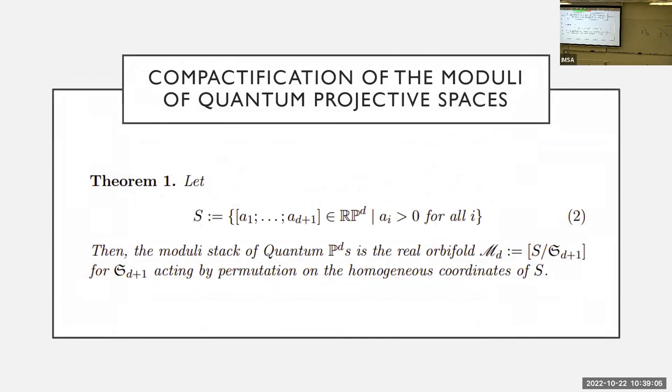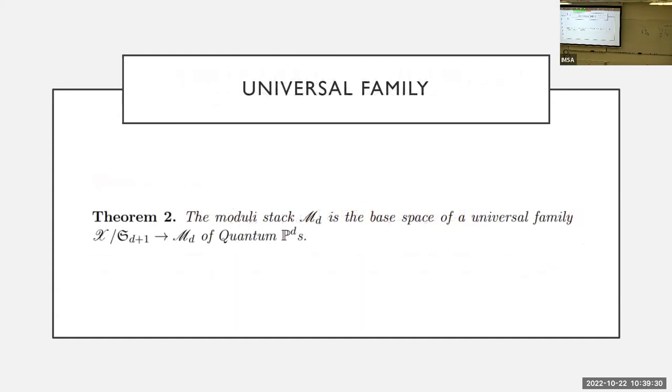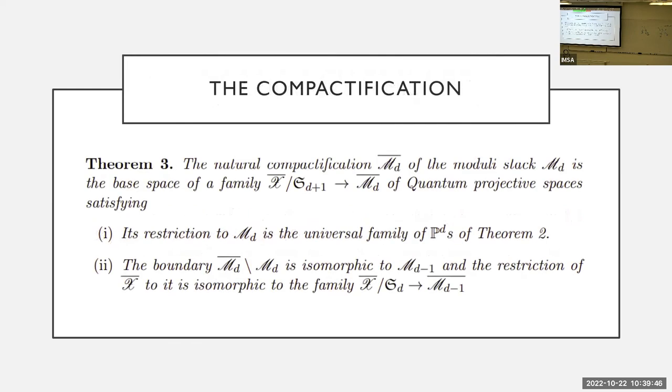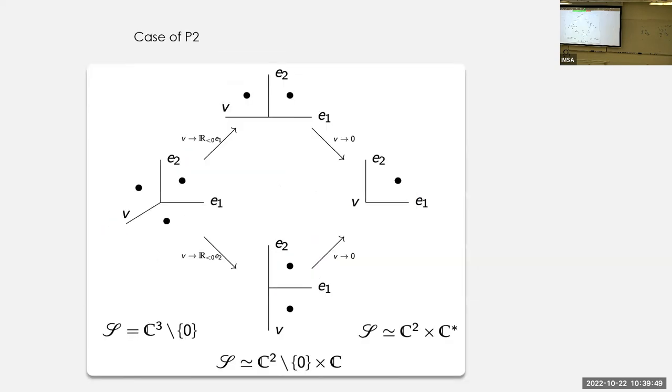That's an easy one, RP^D. So we compute the moduli space, and the basic moduli space is just RP^D modulo the symmetric group. We have a universal family. We get a universal family to have the right to call it a moduli space for the quantum PDs. And we can compactify.